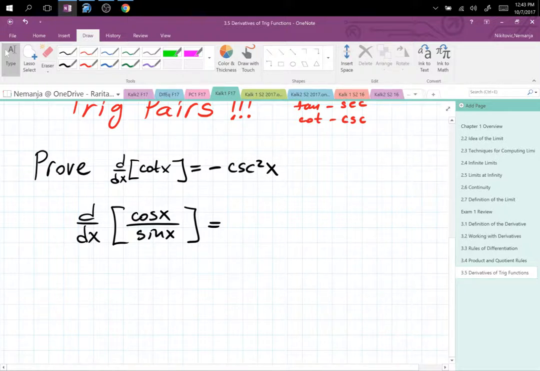There you go. Cosine is u, sine is v, and plug in here. Does it matter if we do this instead? Are these different?